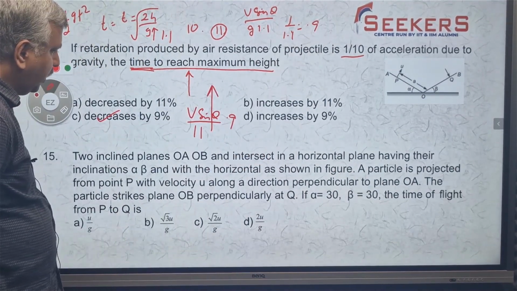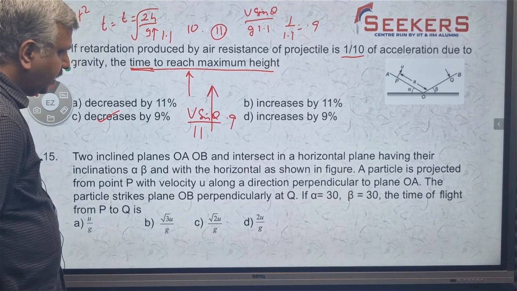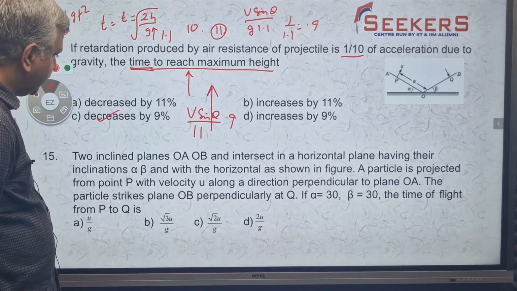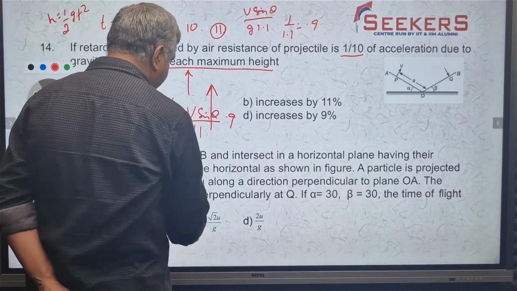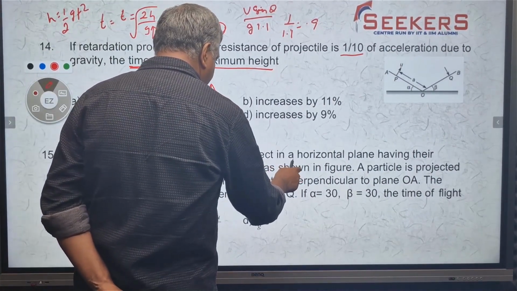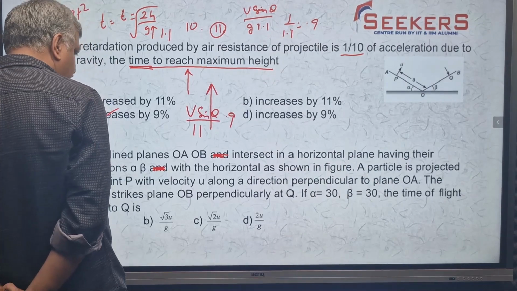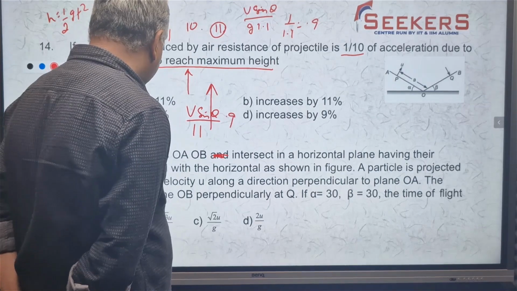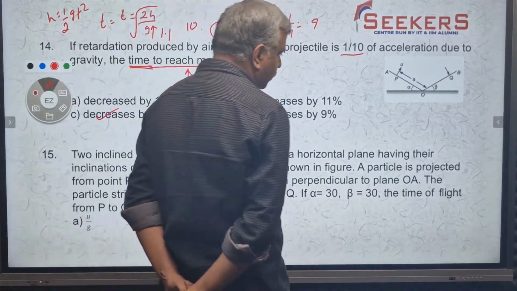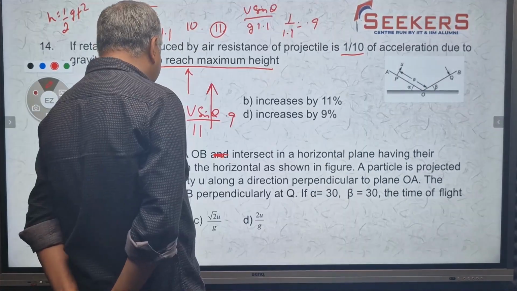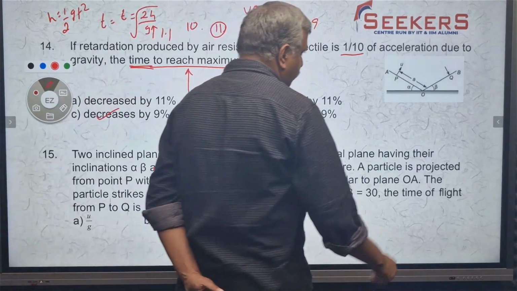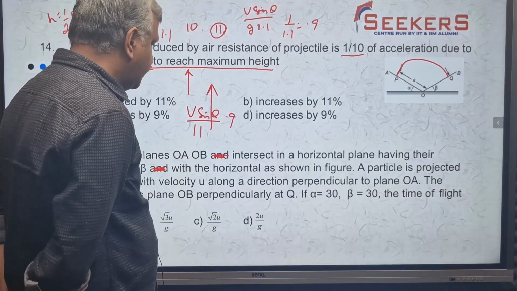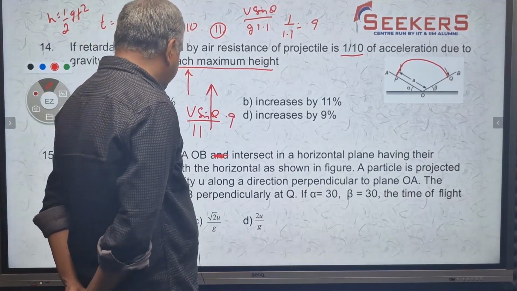Two inclined planes OA, OB intersect in a horizontal plane having their inclinations alpha and beta with the horizontal, as shown in the figure. There are a few unnecessary words. So we don't have the figure. This is the figure. A particle is projected from point P with velocity u along the direction perpendicular to the plane OA. The particle strikes plane OB perpendicularly at Q. So the particle is projected, goes this way and then comes back and strikes. If alpha is equal to 30, what is the time of flight from P to Q?